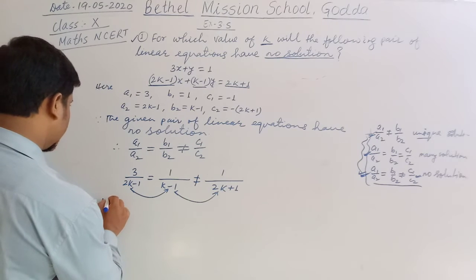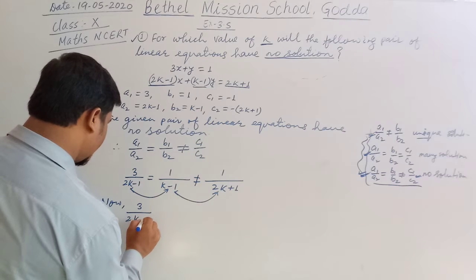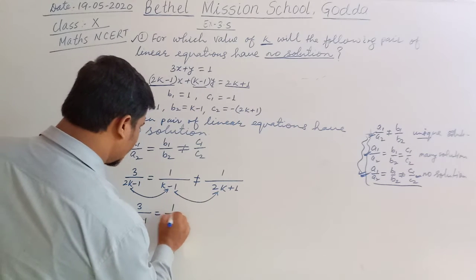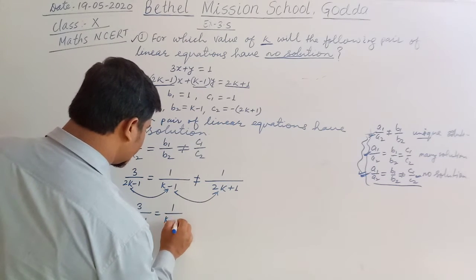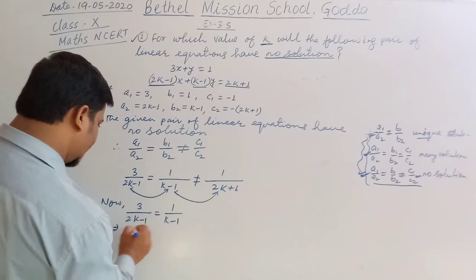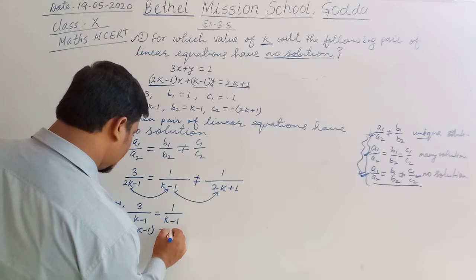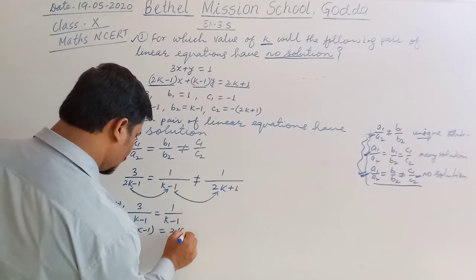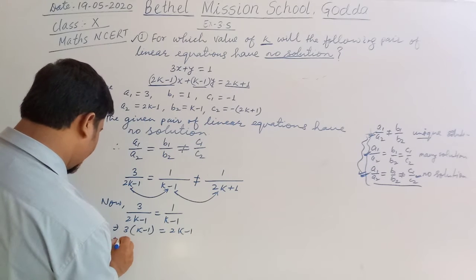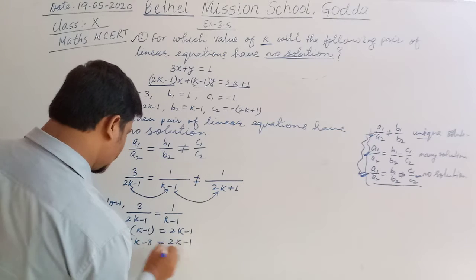So now 3 upon 2k minus 1 equal to 1 upon k minus 1. By cross multiplication we will get 3 into k minus 1 and 1 into 2k minus 1. Then what will be 3k minus 3 equal to 2k minus 1.